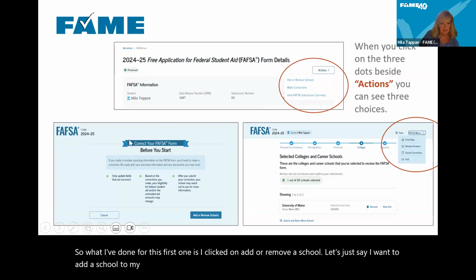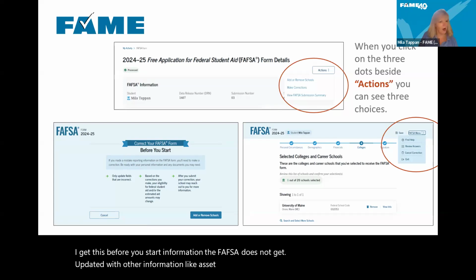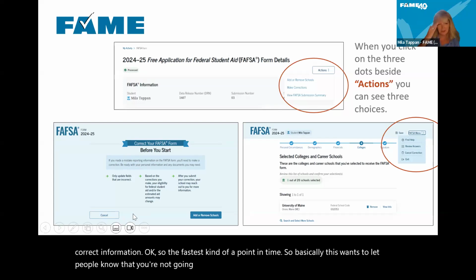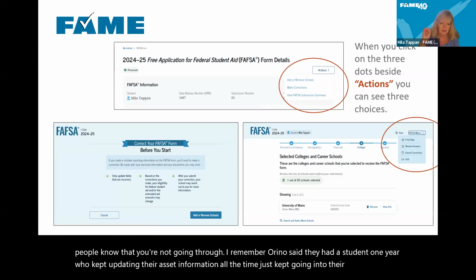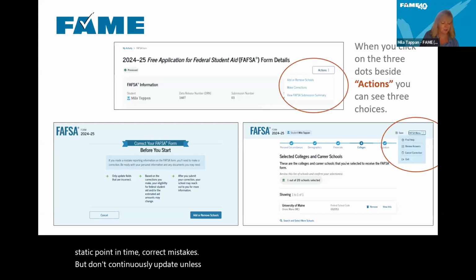I click on that. I get this before you start information. The FAFSA does not get updated with other information like asset information. You don't update anything. You only correct information. So the FAFSA is kind of a point in time. I remember Orono said they had a student one year who kept updating their asset information all the time, just kept going into their FAFSA. No, no, no, no, no. Static point in time, correct mistakes, but don't continuously update unless you're wanting to add or delete a school. So this is just letting them know that's the way it should be.